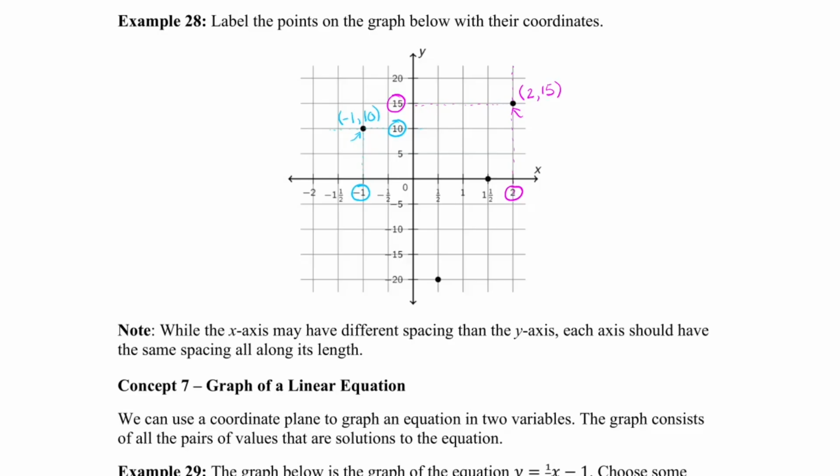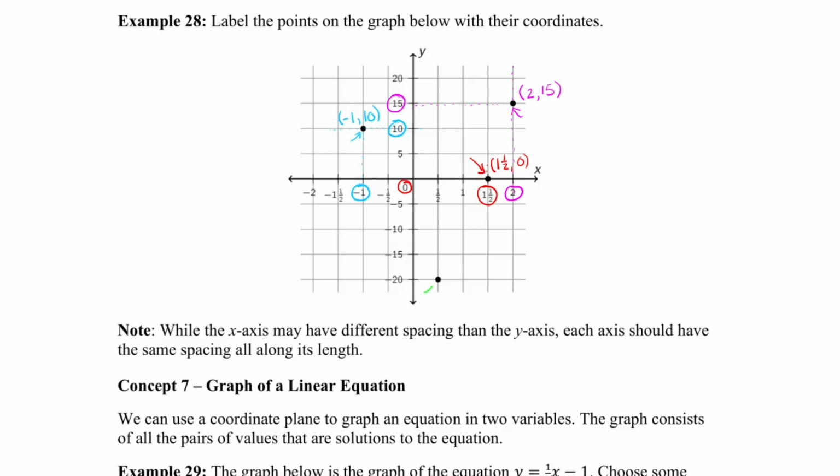We'll look at this point next. We see that this is at the 1.5 on the x-axis. And it's going through the 0 on the y-axis. So this must be the point 1.5, 0. And I'm using a mixed number here because the labels on my axis are mixed numbers. If the labels on my axis were improper fractions, I would use an improper fraction. If the labels on my axis were decimals, I would use decimals. I'm just using the same kind of numbers that I have in the labels on my axis.